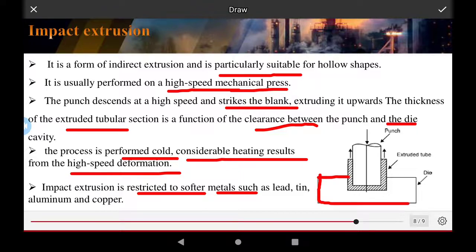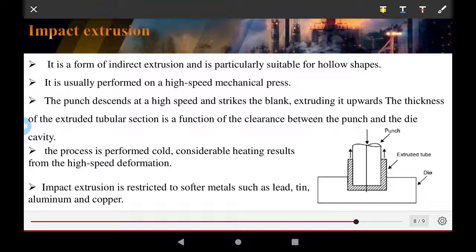This is the chamber of the die, and this is the billet, filled with molten metal. This is the impact applied on the upper side, in the upward direction, through the punch press to the punch, extruding the metal.